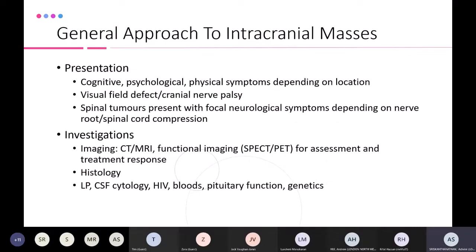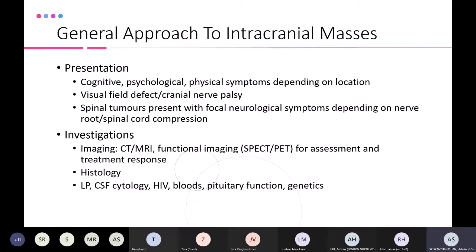Okay, so just going through the general approach quickly. You look at the presentation, look at their cognitive, psychological and physical symptoms as well. And each of those can be affected depending on the location of the mass. You can get visual defects and cranial nerve palsies, especially with the location of the tumour, as well as the mass effect, which can eventually develop. Spinal tumours present with focal neurological symptoms. It depends on the nerve root or if they've got spinal cord compression.